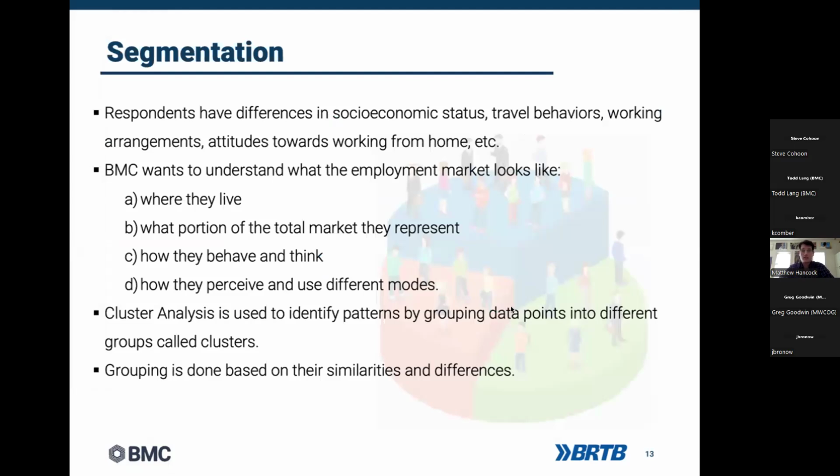So the respondents were segmented off into different employee groups by variables. I'll explain that a little bit more on the next slide. But what we're looking for here is understanding what the employment market would look like versus where people live, what portion of the market they represent, how they behave, different perceptions and behaviors.